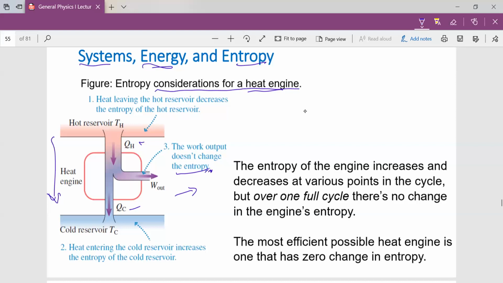So we can actually define what happens here at a particular time, what happens here at a particular time, and get a total of what is happening when it goes full circle, right? So we can tell the entropy of the engine increases or decreases at various points, because this will be losing heat, this will be gaining heat. So entropy will be increasing here. But we know that at the full circle, there's actually no change in the engine's entropy, because it has been programmed to work that full circle.